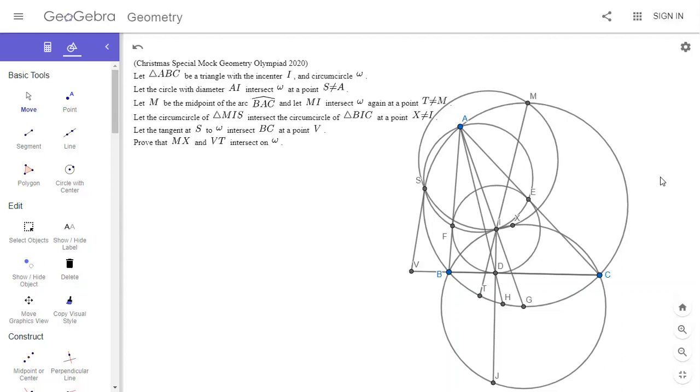So, let's see. But yeah, if we could show that, so yeah, it's like M, X, H, and J all lie on a line, right? It's pretty interesting.